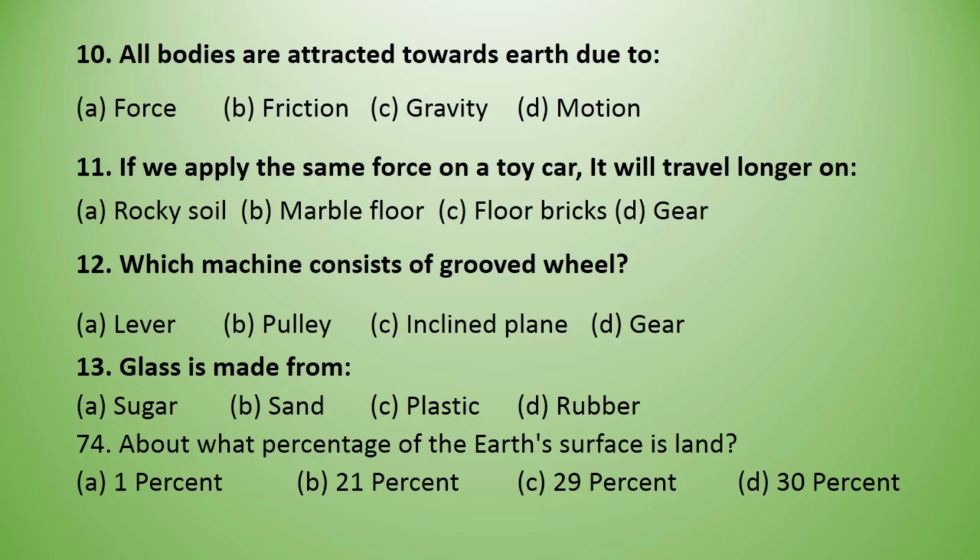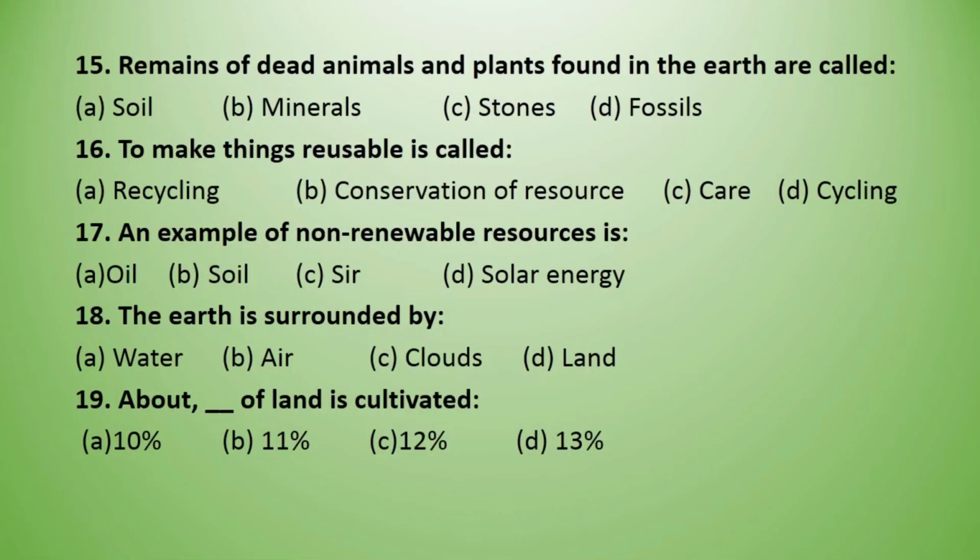14. About what percentage of the Earth's surface is land? A. 1%, B. 21%, C. 29%, D. 30%. Answer is C. 29%. 15. Remains of dead animals and plants found in the earth are called A. soil, B. minerals, C. stones, D. fossils. Answer is D. fossils.